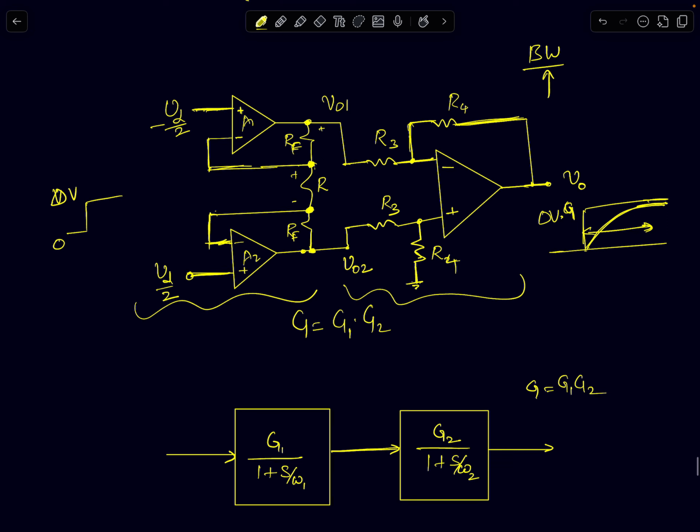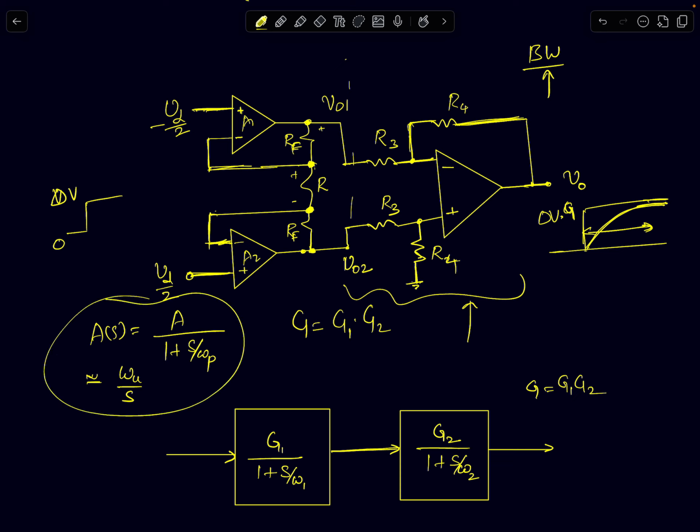Since an instrumentation amplifier at its heart is just a two-stage amplifier, the first stage a non-inverting amplifier and the second stage a subtractor, I can model it as follows. Remember again, we said that the op-amp can be modeled as a single pole response. The op-amp's gain is given by A upon 1 plus S by omega P. And we said for all practical purposes at very high frequencies, this can be written as omega U by S, like an integrator. This is the op-amp's frequency response.